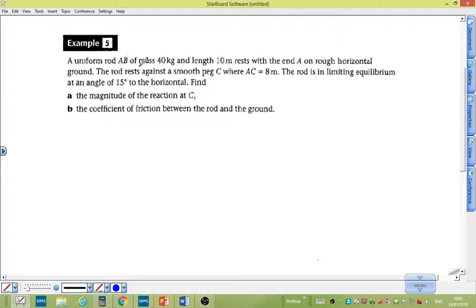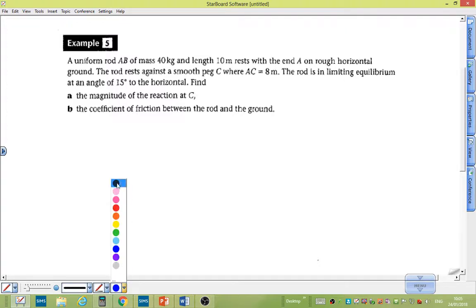A uniform rod AB of mass 40 kilograms and length 10 meters rests with one end on a rough horizontal ground. The rod rests against a smooth peg, C, where AC is 8 meters. The rod is in limiting equilibrium at an angle of 15 degrees to the horizontal. Right, we've got a diagram.